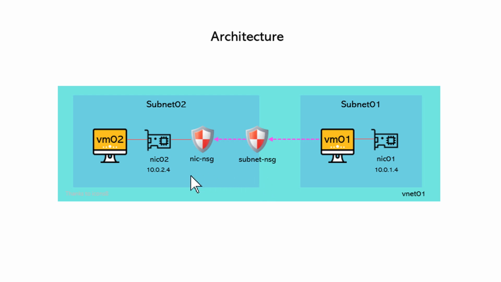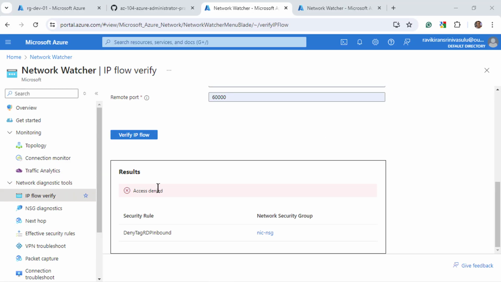Now, next comes NIC NSG. Here, we had created a custom rule that specifically denies the RDP connection, and at this level, the connection is denied from VM01. But with IP flow verify, you do not get the entire picture. By that I mean, if a VM has multiple NSGs, then IP flow verify displays only the first NSG and the security rule that denied the traffic if the traffic is denied, and IP flow verify displays only the last NSG and the security rule that allowed the traffic if the traffic is allowed.